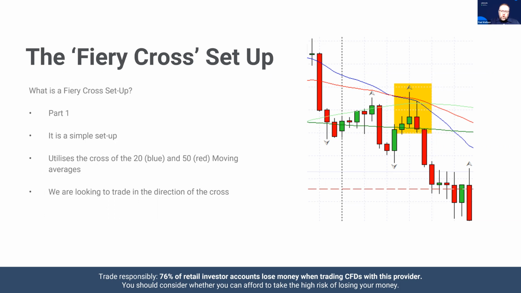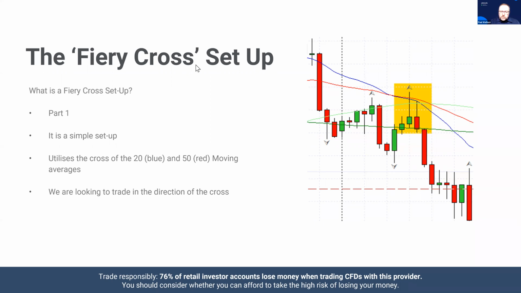So, what is the actual setup? Part one is that simple setup. We're going to utilize the cross of the 20-period moving average and the 50-period moving average as our first filter. If you've heard me talk about it before, I don't particularly like people trading arbitrary moving average crossovers. I don't particularly believe in that at all. But this is just being used as a filter, and I use it as a filter in quite a few simple trading ideas. What we're looking to do is use the cross of the 20 blue and the 50 red moving averages.